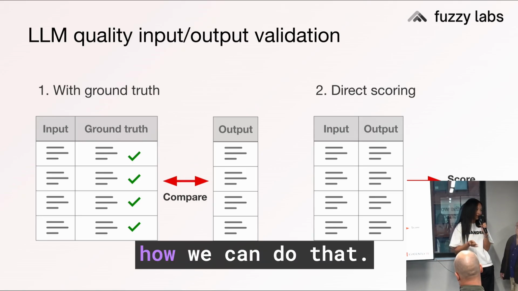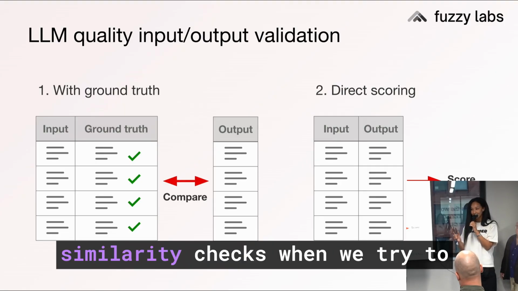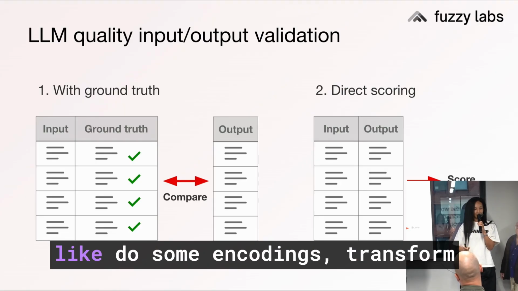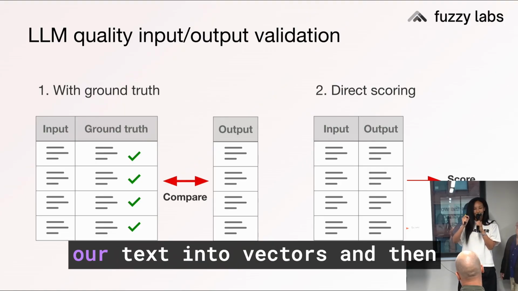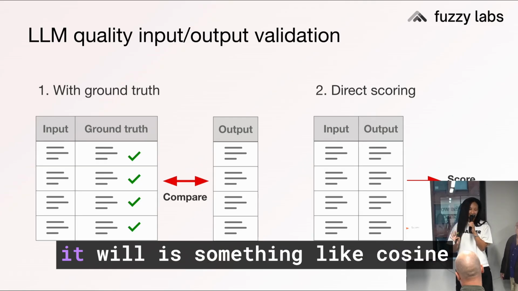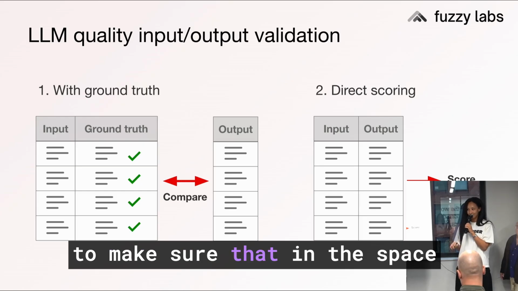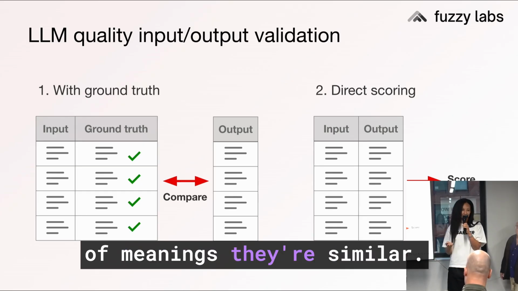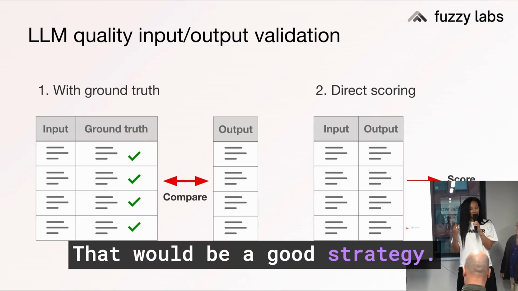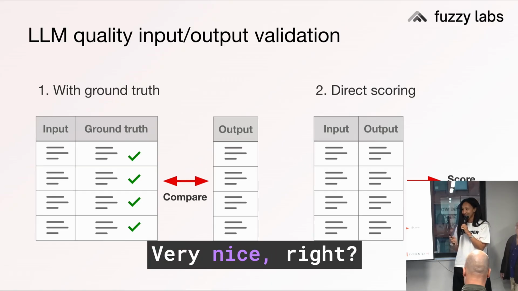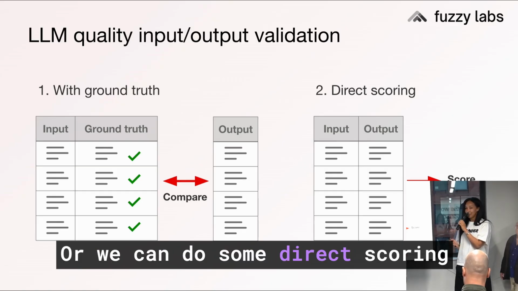There are a lot of ways we can do that. For instance, some semantic similarity checks, where we encode our text, transform it into vectors, and then evaluate something like cosine similarity between the vectors to make sure that in the space of meanings they are similar, right? That would be a good strategy, and no AI involved. Very nice, right?